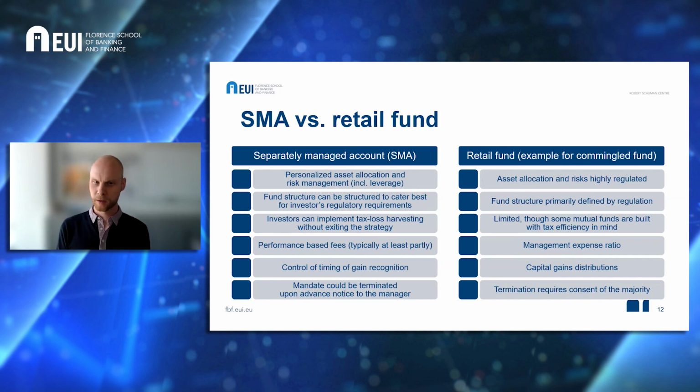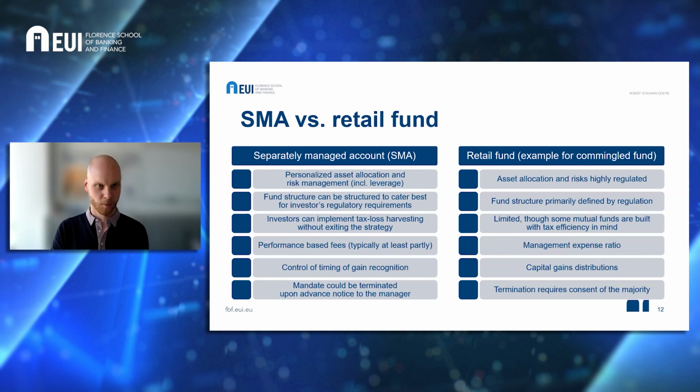When you look at the commingled funds, it's a little bit different. Normally, the asset allocation is regulated. Think about the MiFID regulation, which directly classifies the investors into specific categories. And with those categories, usually different risk regulation takes place. So the fund structure is primarily defined by this regulation. The tax harvesting is normally limited, as this is a fund which fits several investors. And what's also interesting is that there's usually no possibility to terminate the fund. It requires the consent of the majority of the investors in the fund to force the fund to be terminated.